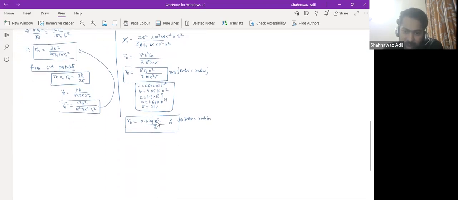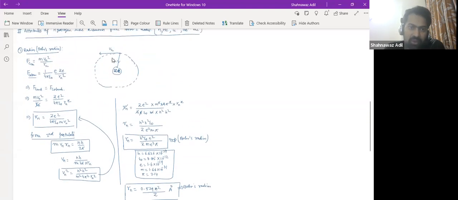You can see that if you put n equals 1, for the first shell and for hydrogen, Z would be 1. So R naught would be 0.529 angstrom. This is called the Bohr radius, right?